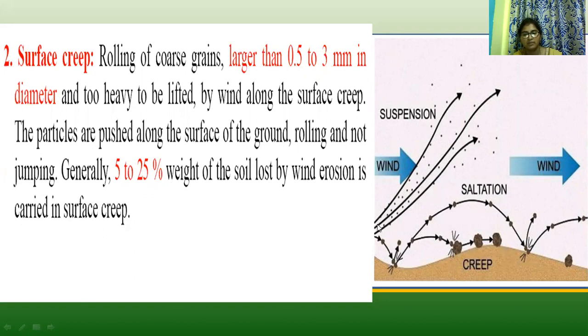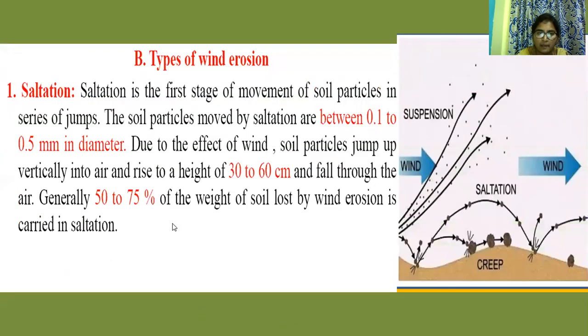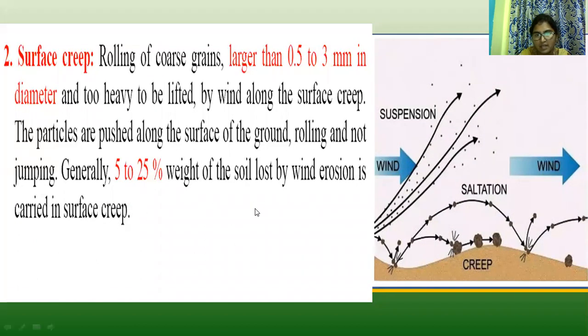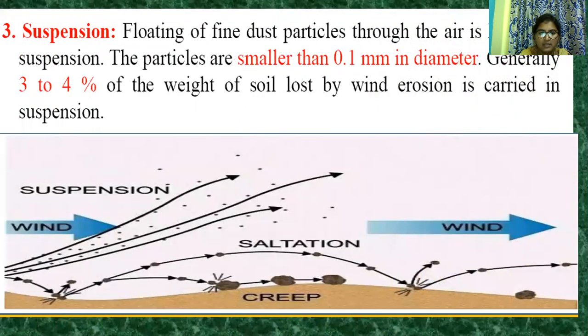Generally 5 to 25% of the weight of soil lost by wind erosion is carried in surface creep. Lighter particles jump, carrying 50 to 75% by saltation, while larger particles of 0.5 to 3 mm are heavy, so they roll along the ground surface and are not lifted up. And the third one is suspension.